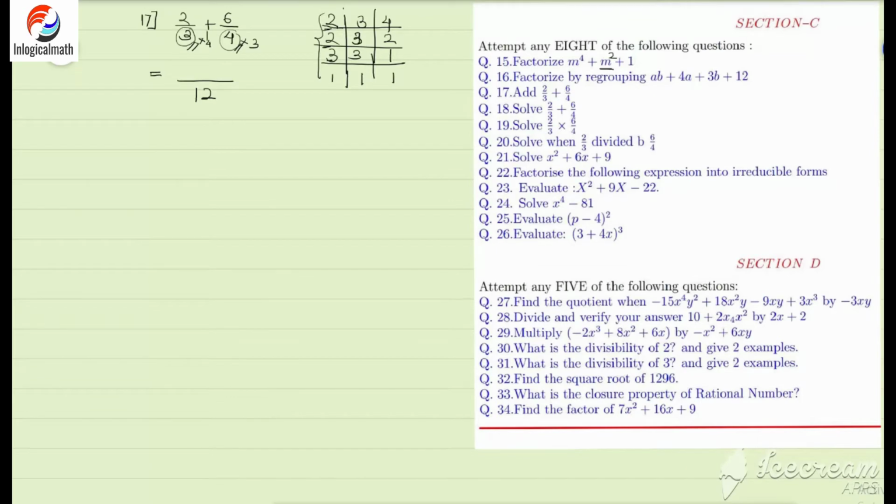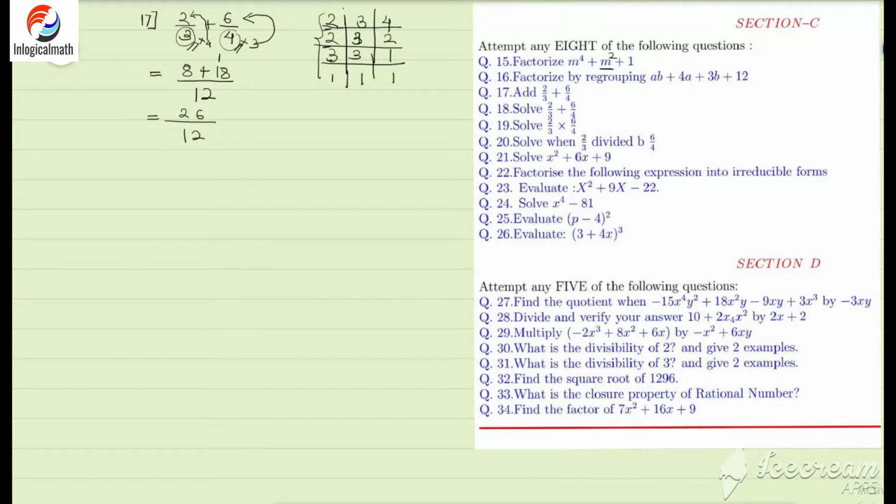So now multiply this 4 to 2 and this 3 to 6. So 4 2s are 8 plus 6 3s are 18. So 8 plus 18 is what? 8 plus 8 is 16, 6 put here, 1 carry. So 1 plus 1 is 2, so 26. So 26 upon 12 is the answer.